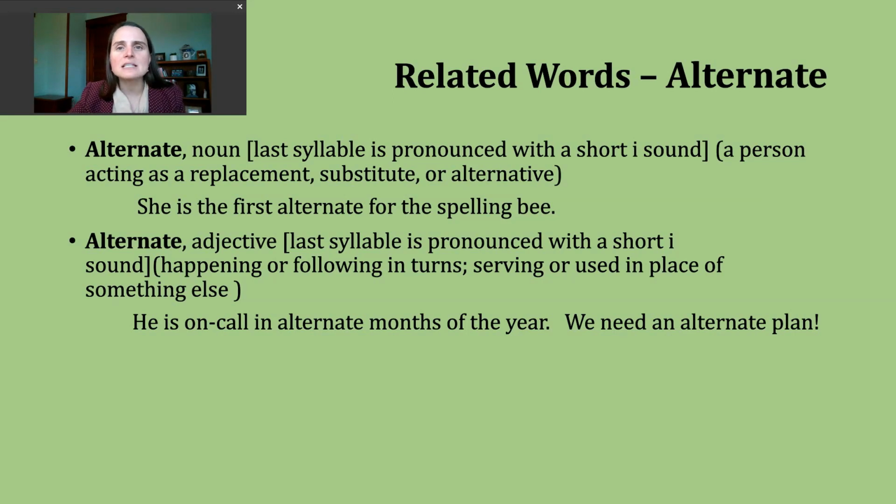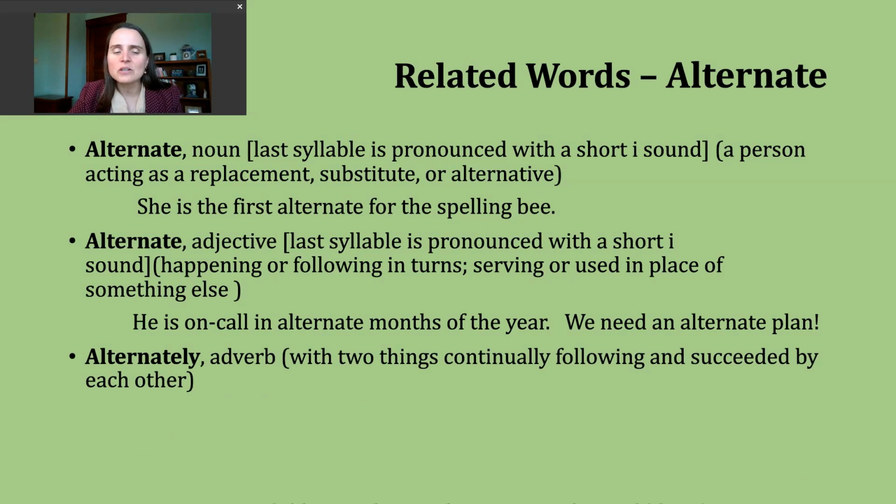So in this sentence, maybe this person is responsible for doing that in the months of January, March, and then May, and so forth, right? So we're skipping each month. Another way to use the adjective alternate is to describe something that is served or used in place of something else. You might hear someone say something like, we need an alternate plan, right? We need essentially a replacement, used in place of.